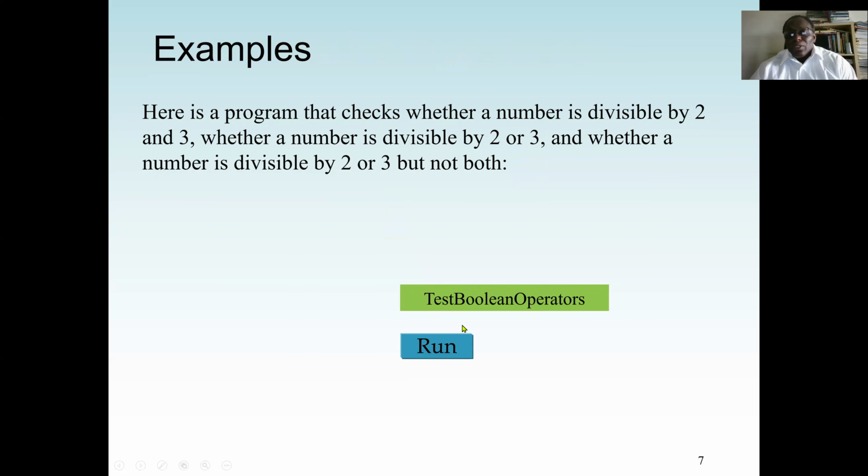So let's see an example of how this works with Booleans. First of all, let's go through this example. Here they say we have a program that will check whether a number is divisible by 2 and also by 3, whether the number is divisible by 2 or 3, and whether the number is divisible by 2 or 3, but not both. So first we are checking if the number is divisible by 2 and 3, which means we use the AND operator. Is it divisible by 2 or 3, then we use the OR operator. And whether the number is divisible by 2 or 3, but not both.